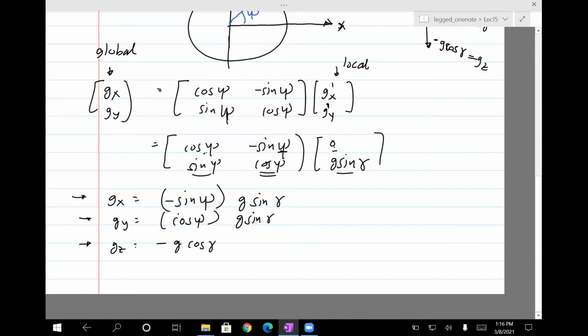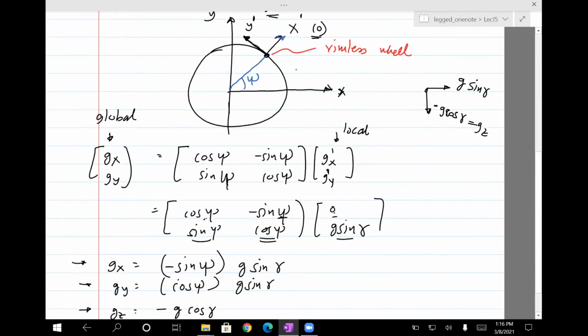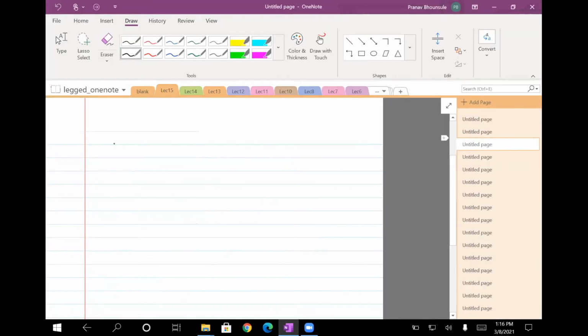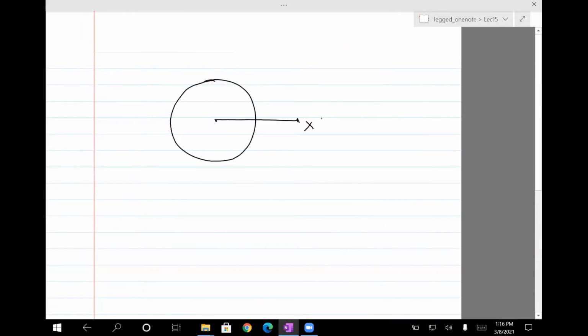Now, this is only if the rimless wheel is moving counterclockwise. If the rimless wheel is moving clockwise, I can draw that situation here again. X, Y. Okay, I'll still have this to be my X prime, and still have this to be Y prime.